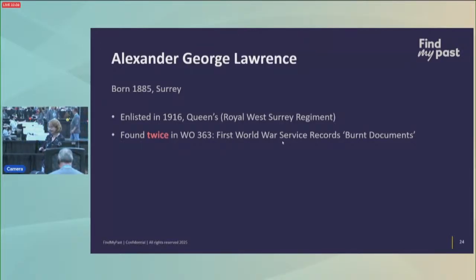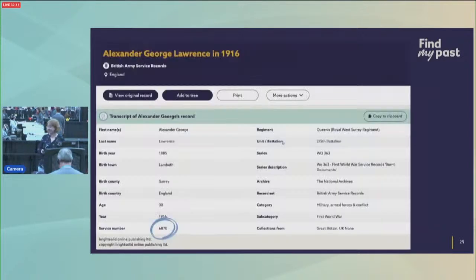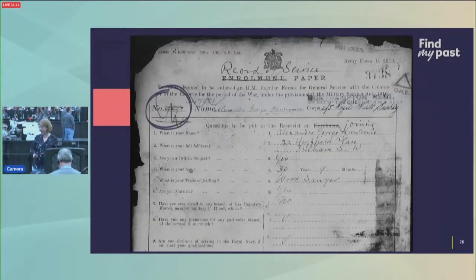He's found twice in WO 363, the First World War service records known as the burnt documents. So again, WO standing for War Office. When you look at his materials on Find My Past, you see his service number at the bottom is 6870. That correlates to his service record and his enrollment papers. And you can see it's kind of scribbled over, but you can still make out the number there.